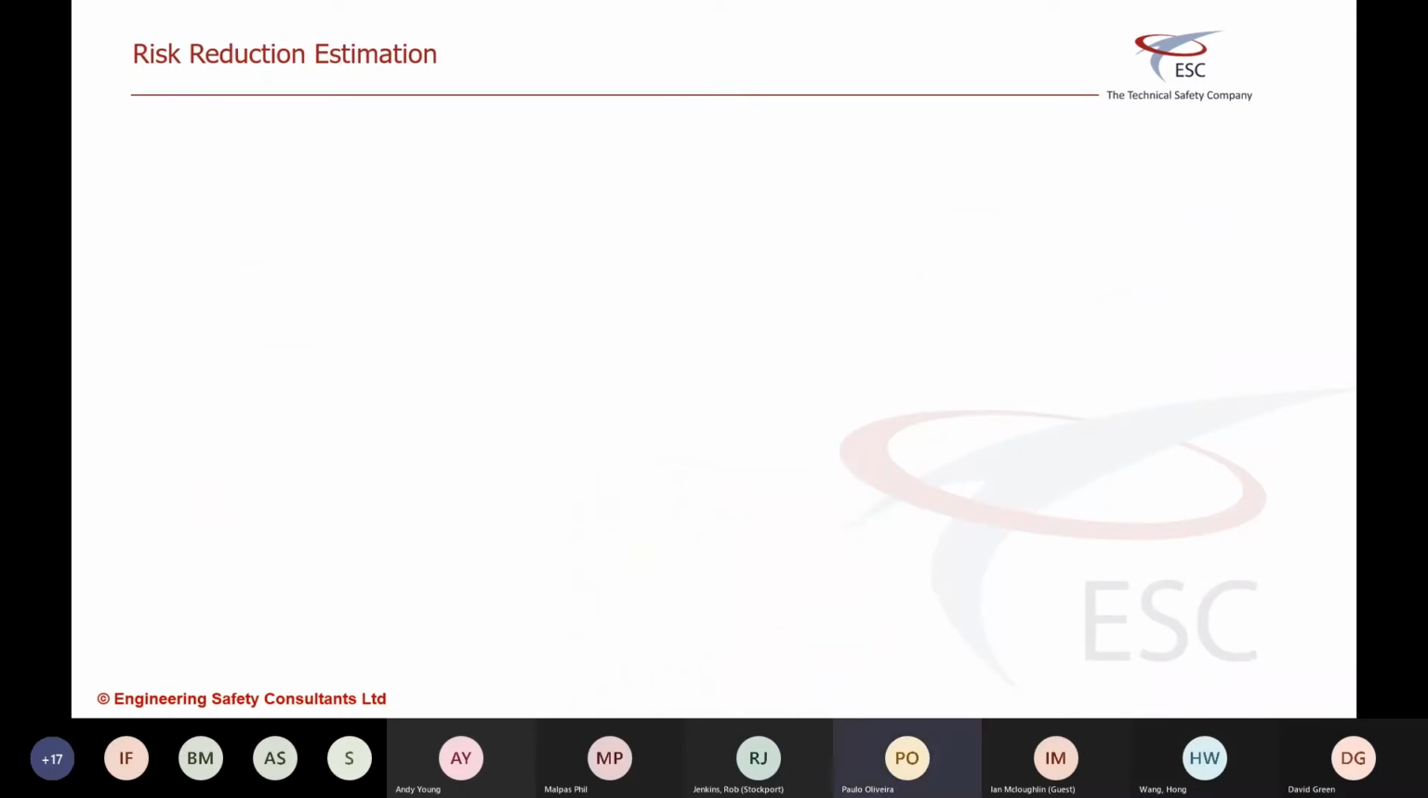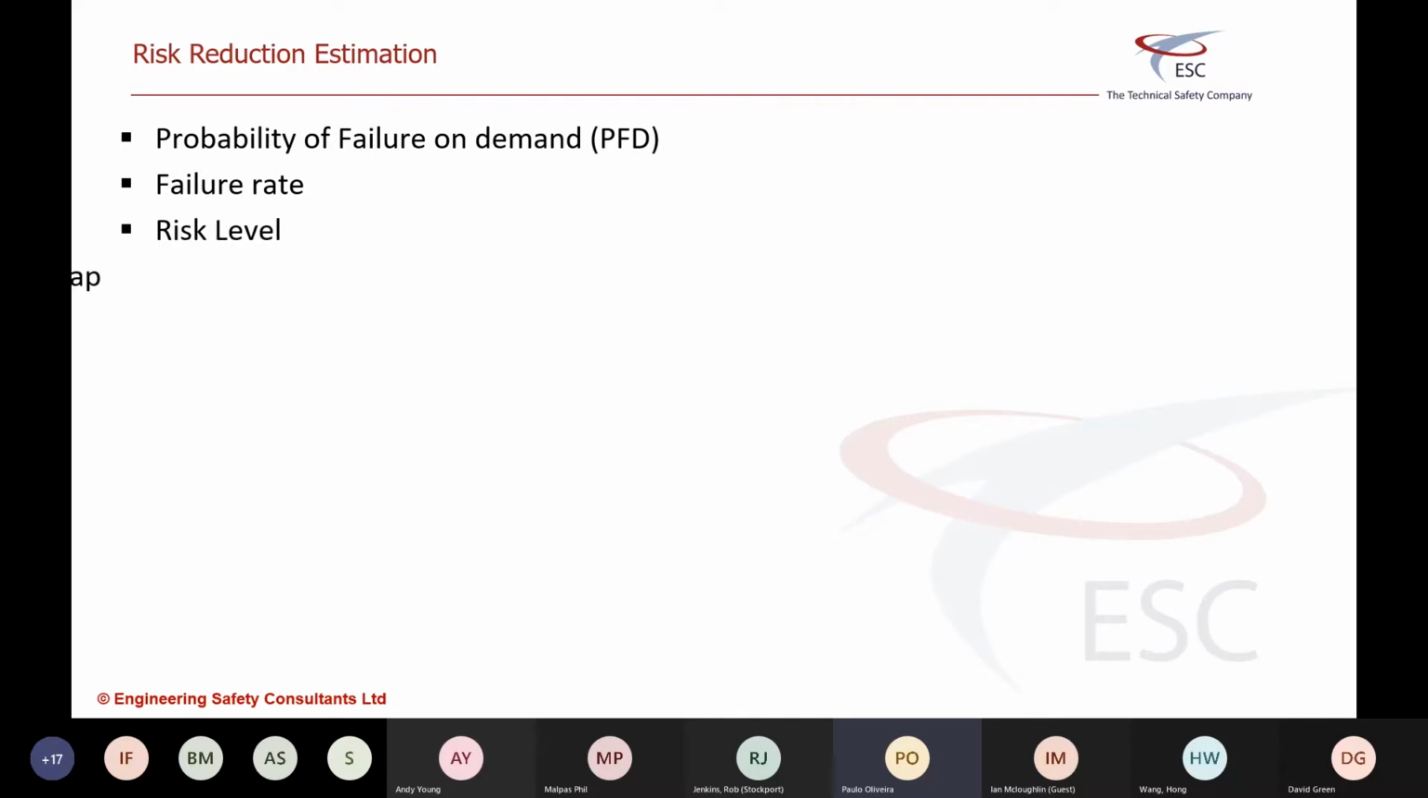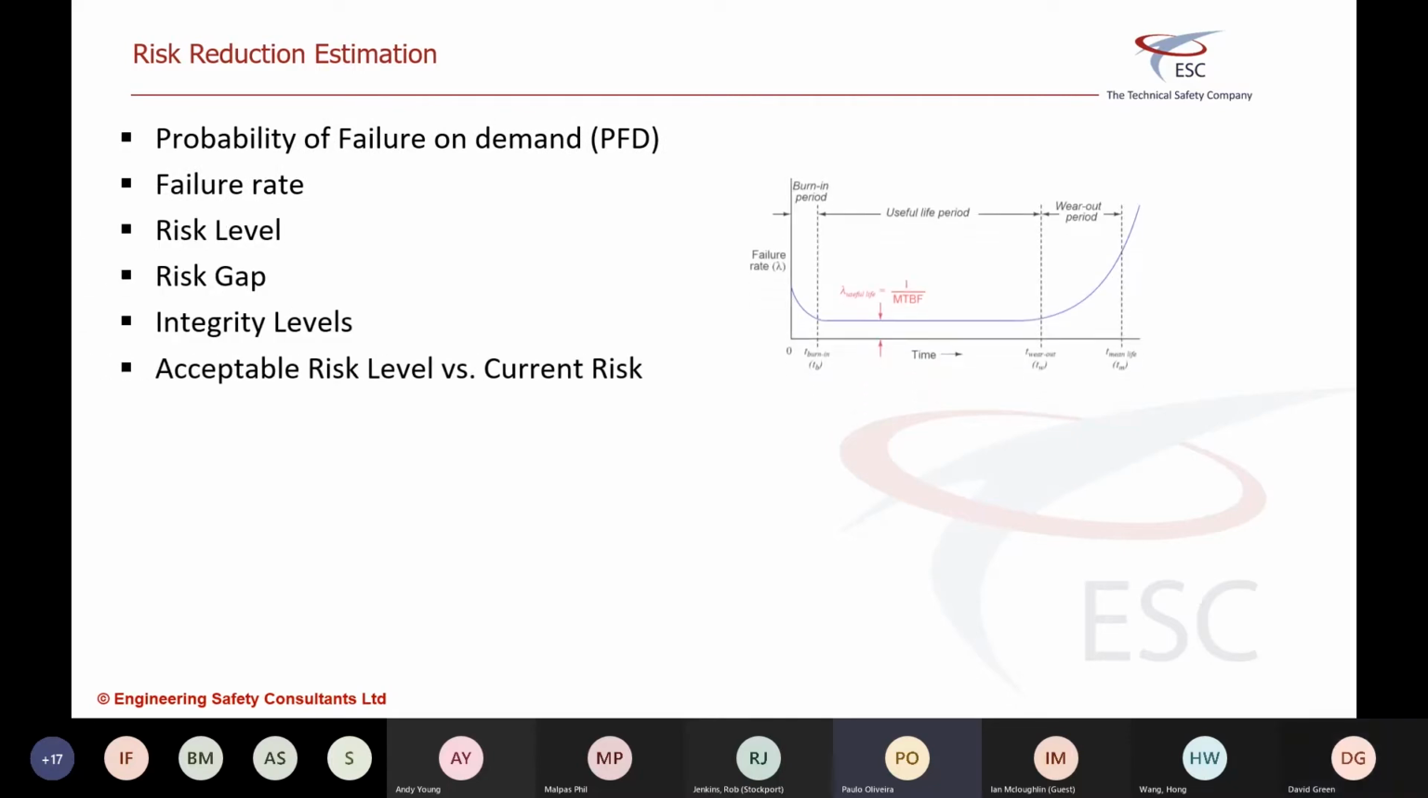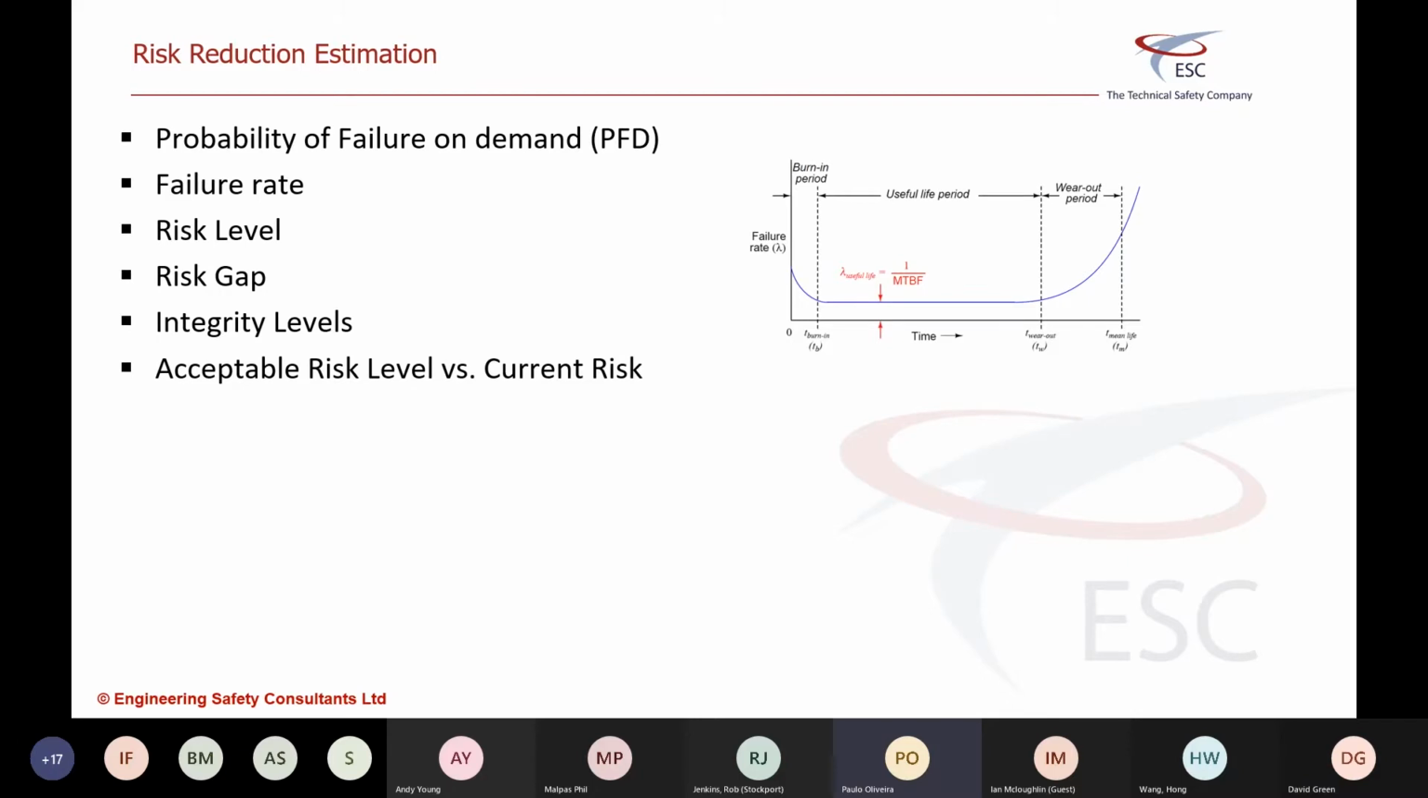So for all this level of uncertainty, and I'm kind of in a way playing the devil's advocate here, saying maybe it's not as clear cut as we'd like it to be, but we need to do something. And currently there's a number of ways that you can estimate risk reduction, typically associated with frequencies of failure, probability of failure on demand, might be risk levels, might be risk gaps identified in a more qualitative way. It might be specific integrity levels. It might be just a comparison between a couple of numbers, the acceptable risk level versus current risk.